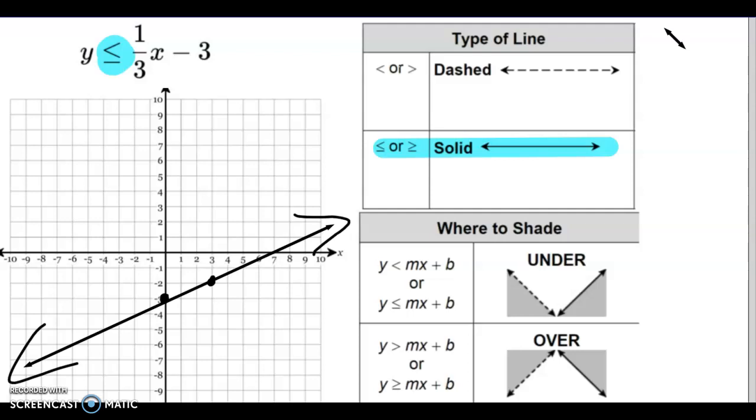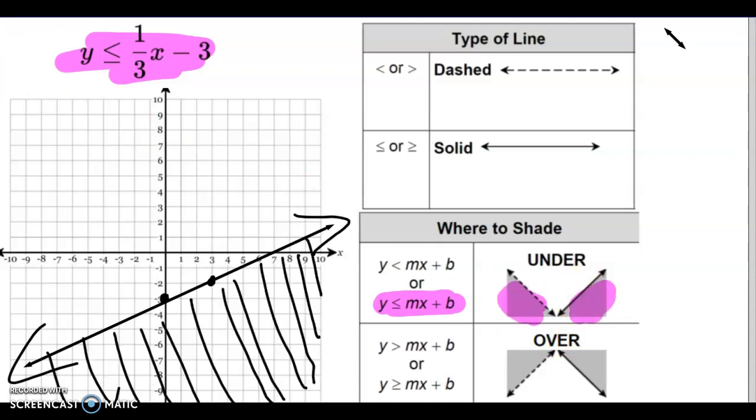Now, because you've got y is less than or equal to mx plus b, the less than tells us where to shade. We're going to shade under the line. So if it's less than, you shade under the line, like so. And that is how you graph the inequality.